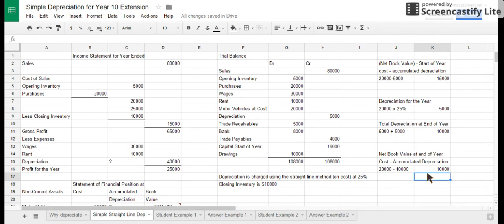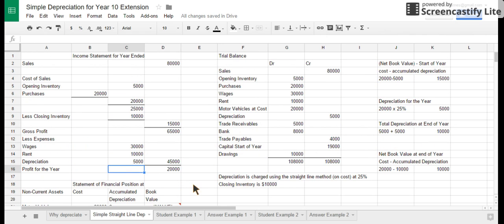Now, how is this going to help us fill in our income statement? First of all, we've got our depreciation for the year, and the expense is the extra depreciation for the year. We're going to reduce the profits of the business by that 5,000 because this business also has an expense of using up the motor vehicle or whatever other asset they've got. Watch it again: the profit was 25,000, but it's now gone down to 20,000.